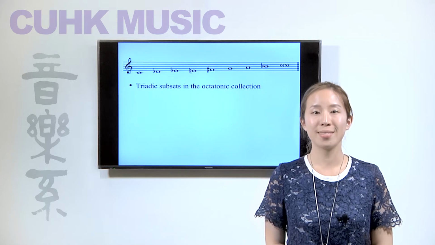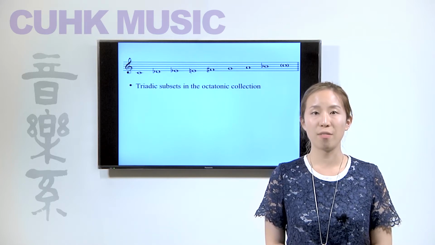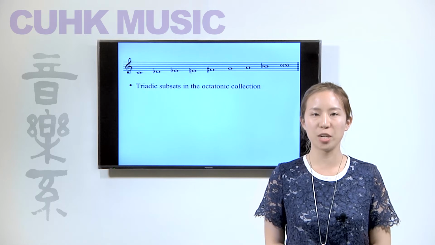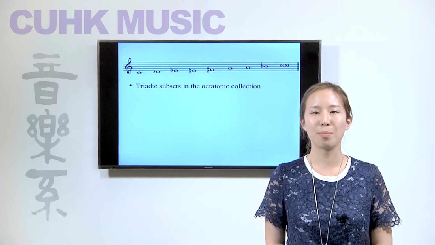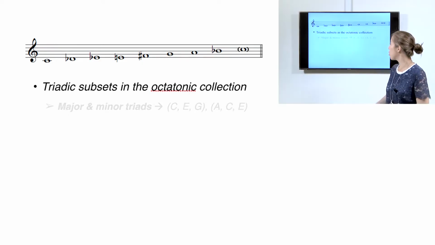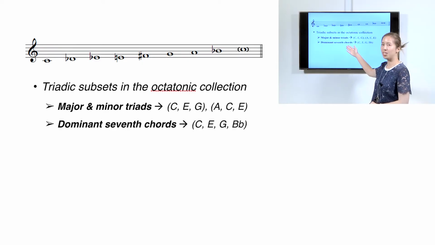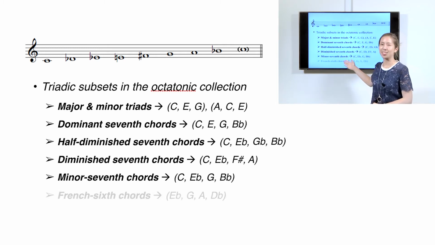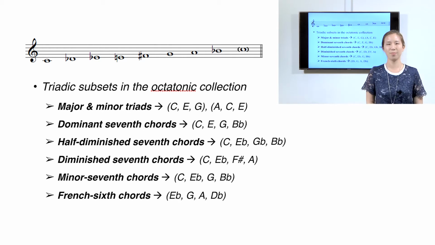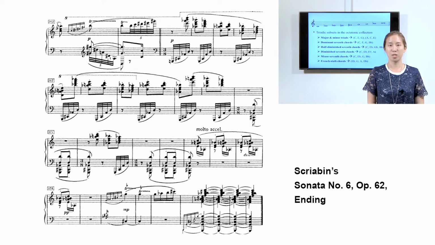Apart from the 0167 and 0235 tetrachords discussed in a previous video, the octatonic collection also contains a wealth of triadic materials commonly used in tonal music. These include major and minor triads, dominant seventh chords, half diminished seventh chords, the diminished seventh chords, etc. The octatonic collection's rich harmonic resources enable composers to feature familiar materials in new and different settings.